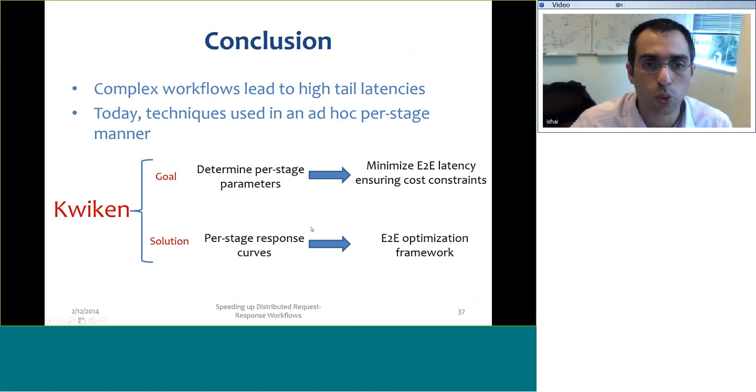Okay, so this is Quicken, and I had to be a bit quick here in presenting this, unfortunately. The takeaways are that we have complex workflows that lead to high tail latencies, and the techniques that we've seen were used in an ad hoc manner in a per-stage fashion, without taking into account an end-to-end view of the entire workflow. With Quicken, we took an end-to-end approach, and we have a layered optimization.